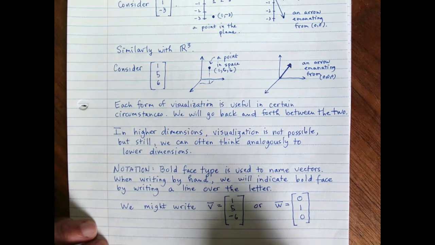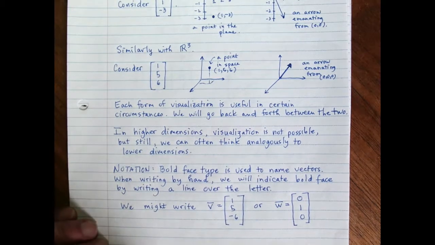In higher dimensions, visualization is not possible, but still we can often think analogously to lower dimensions. When mathematicians work in R4 or R5 or R6, they're really using what they know, their experiences in lower dimensions, to help them understand what's happening in higher dimensions.